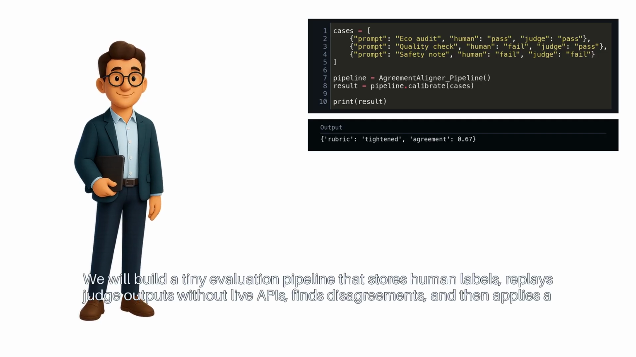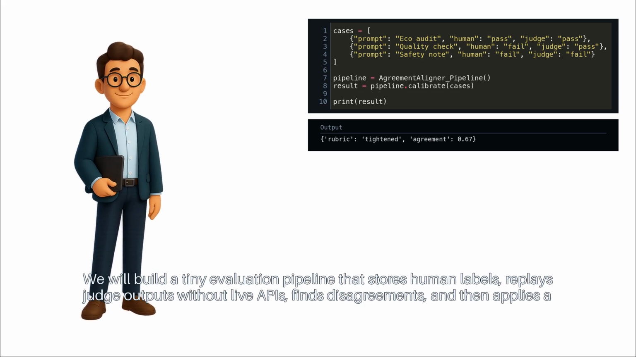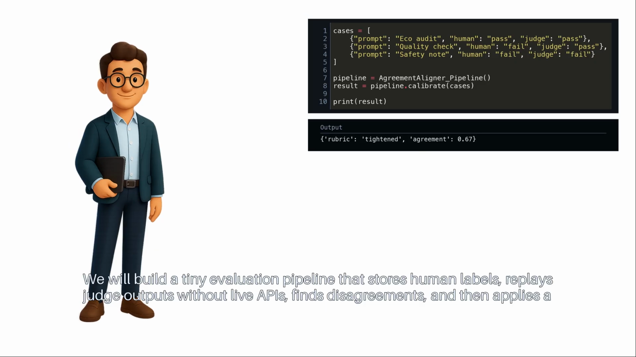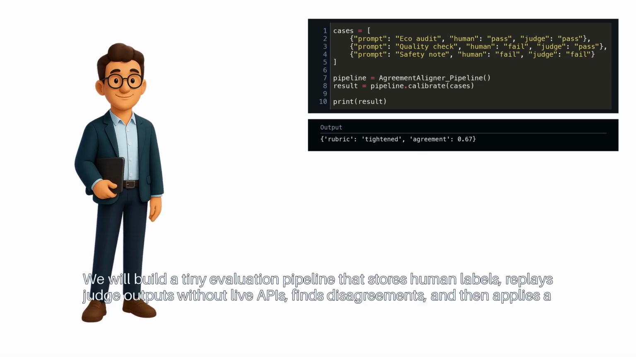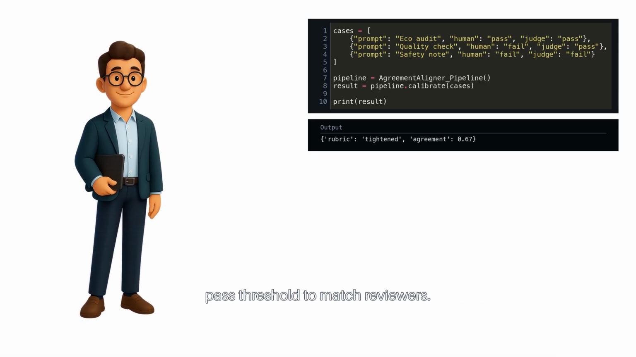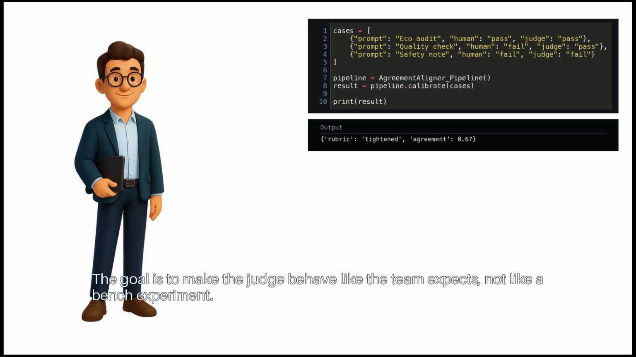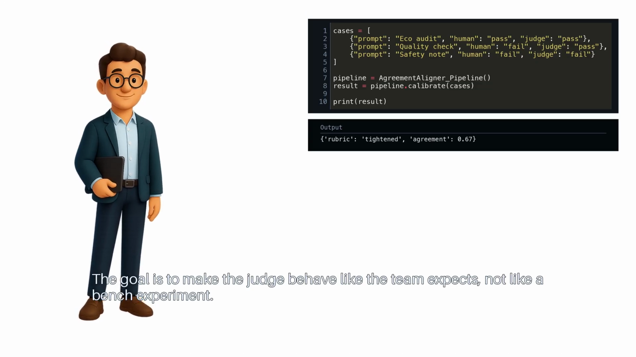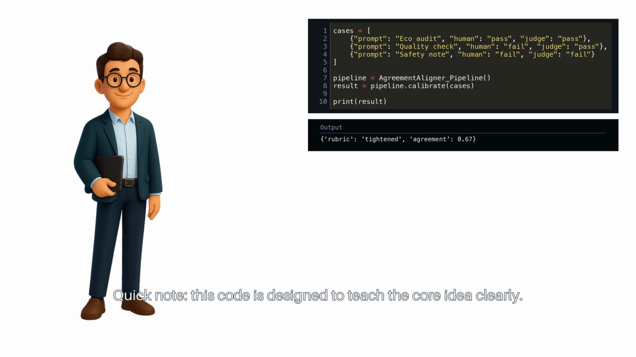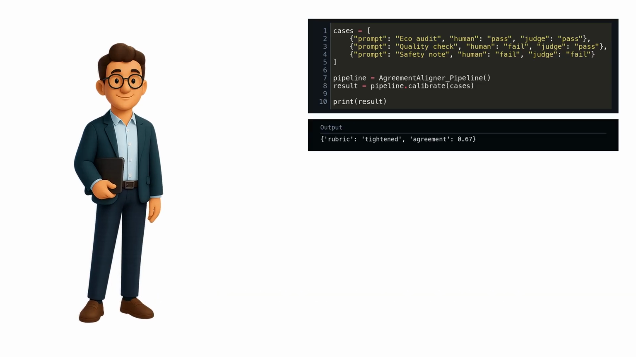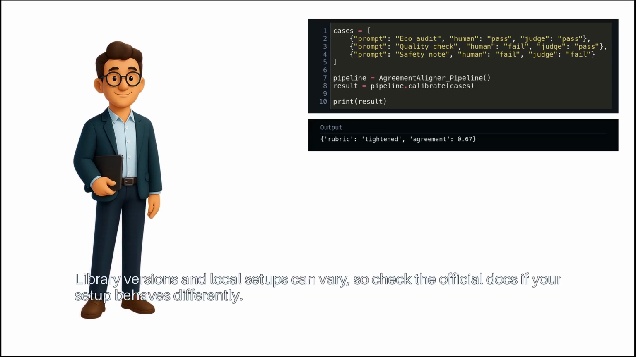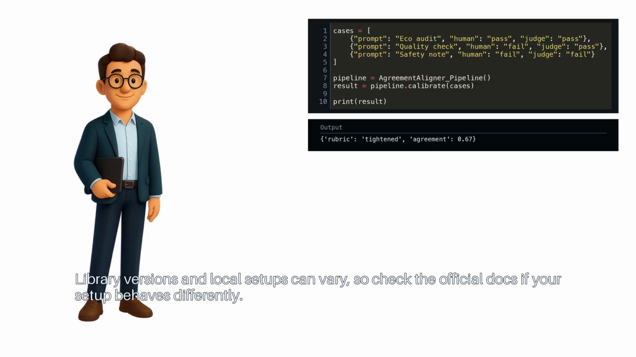We will build a tiny evaluation pipeline that stores human labels, replays judge outputs without live APIs, finds disagreements, and then applies a pass threshold to match reviewers. The goal is to make the judge behave like the team expects, not like a bench experiment. Quick note, this code is designed to teach the core idea clearly. Library versions and local setups can vary, so check the official docs if your setup behaves differently.